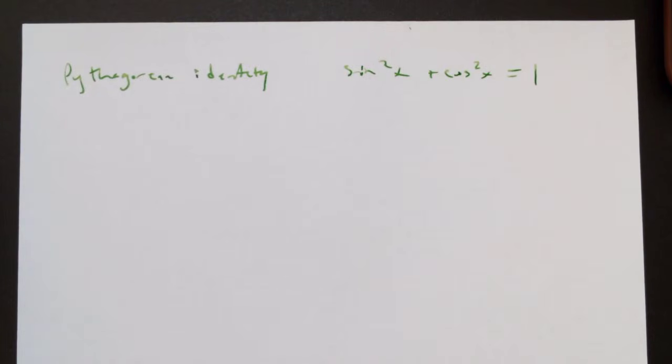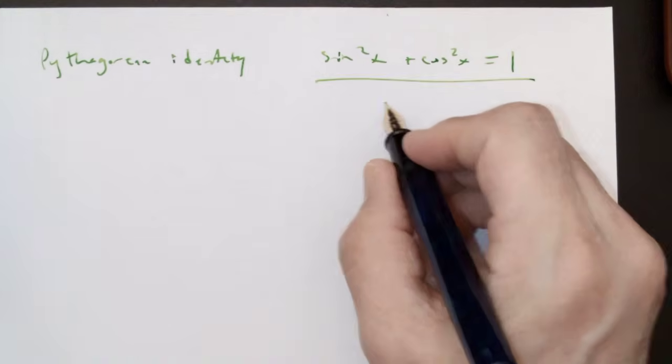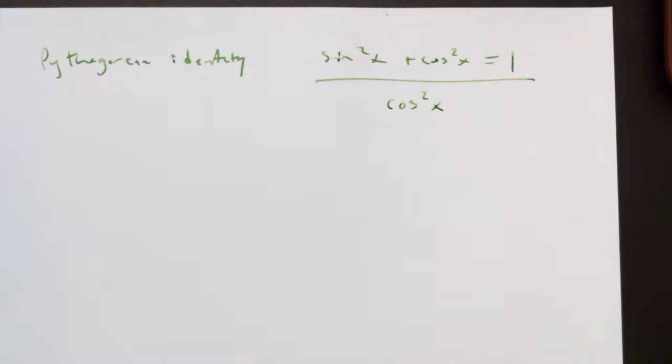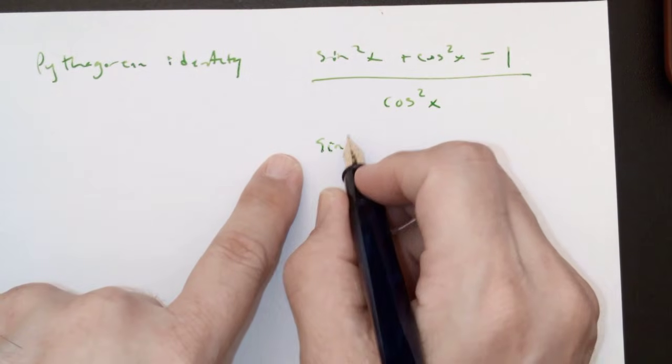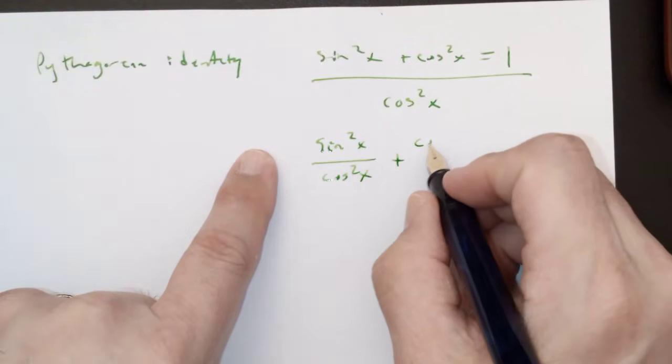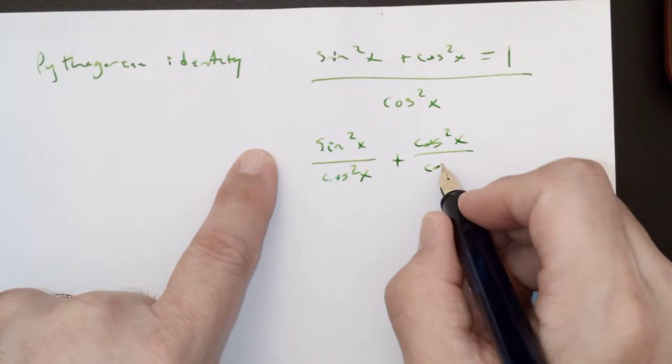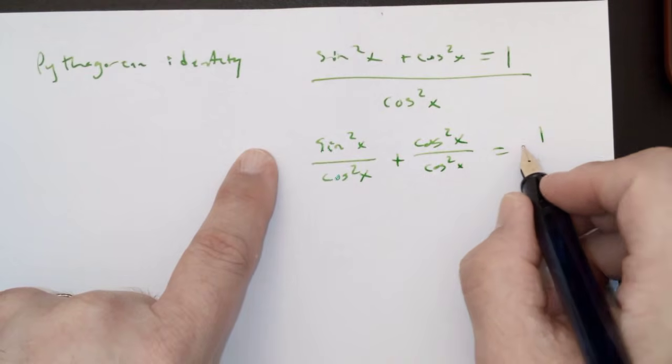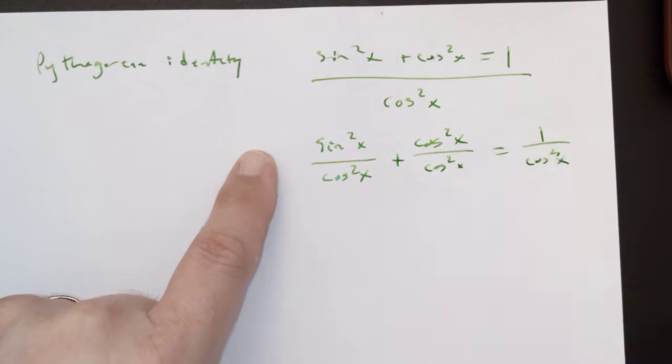I want you to take everything there and divide it by cosine squared. So I'm going to get sine squared over cosine squared. Then I'm going to get cosine squared over cosine squared. And then get 1 over cosine squared.